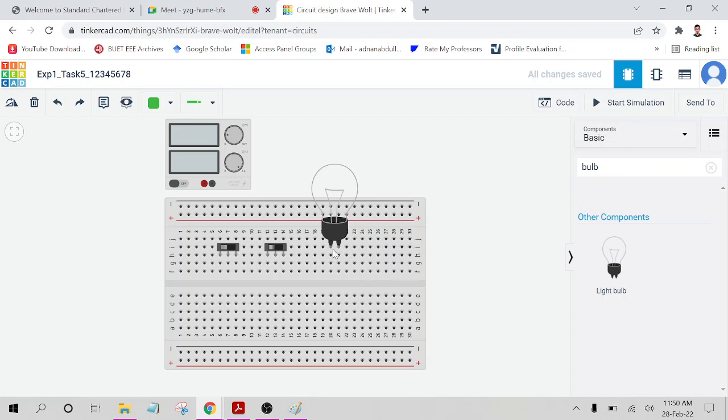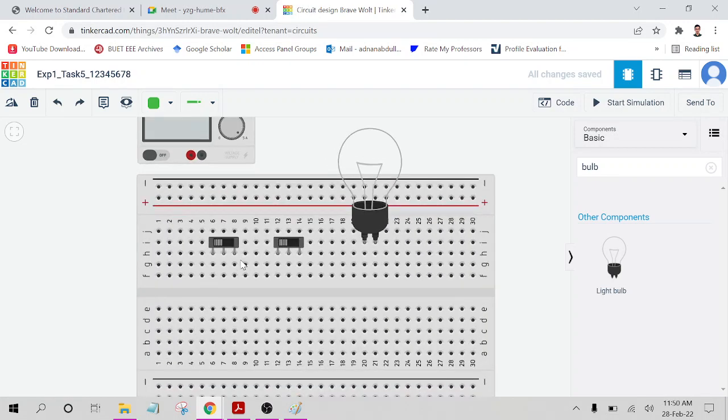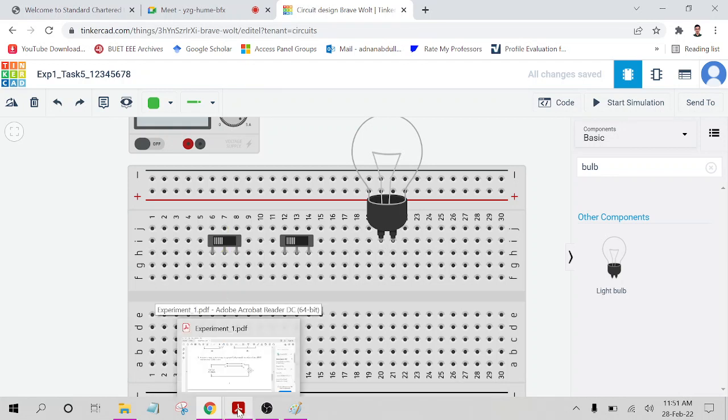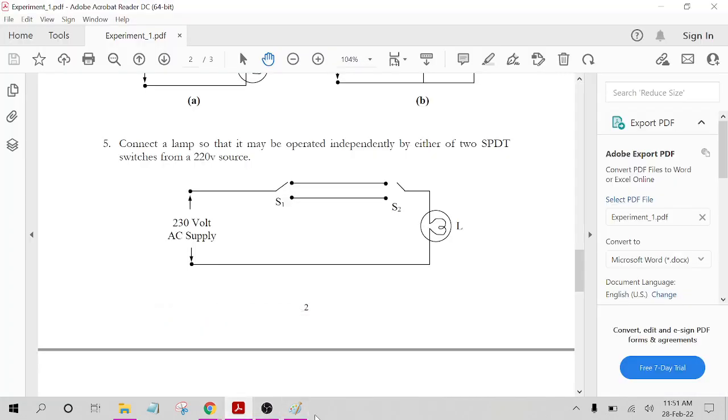Now the connection is very important. Please observe that each SPDT switch has 3 terminals. If I put my cursor here, this is terminal 1, this one is terminal 2, and the middle one is common. Terminal 1, terminal 2 and common terminal. These are the 3 terminals.